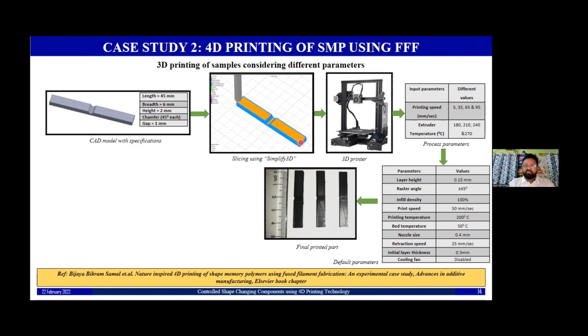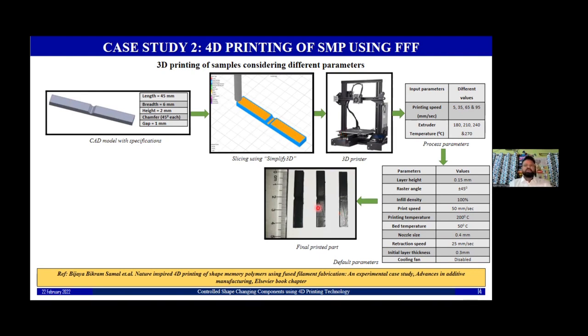Once that is done, we can go for any open source low cost DIY FDM 3D printer, and we can print it. Here for our experimentation, we have varied a few parameters like printing speed and extruder temperature. We have varied the printing speed from 5 to 95 and extruder temperature from 180 to 270°, with the other parameters remaining constant. And once we have printed the part, we have the final part which we can take for testing.